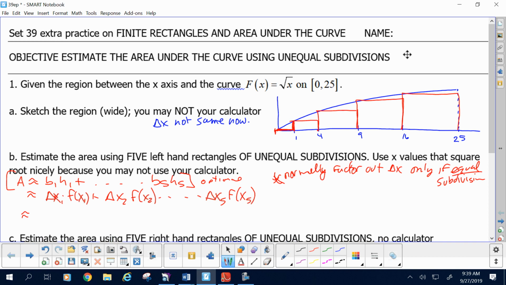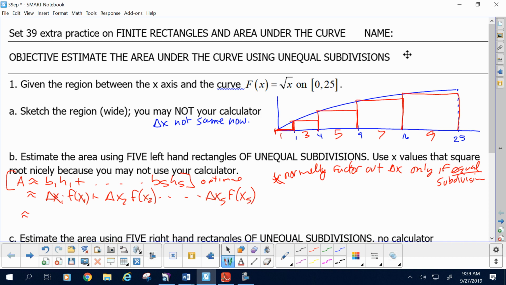Actually, let's go and doctor up our picture. I find it easier to do that. The first delta x is 1. The next is 3, 5, 7, and 9. Did you ever see that before? Did you notice that the difference between squares is an odd number pattern? Pretty cool. 1, 3, 5, 7, 9.